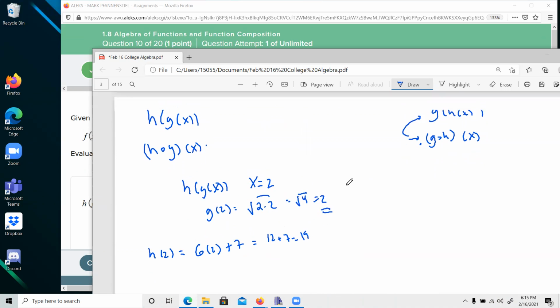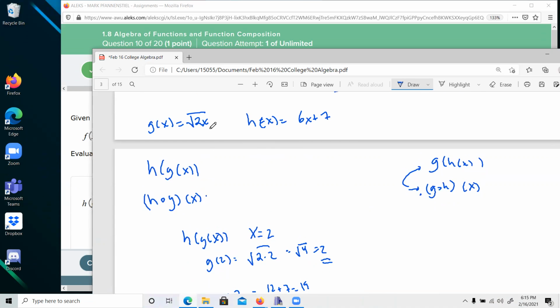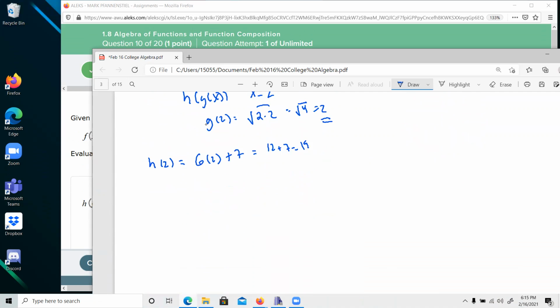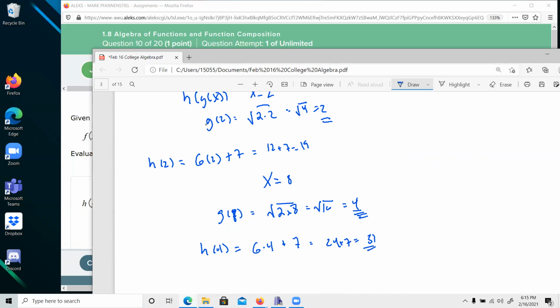Okay. Let's try another one. How about we let x is equal to 8? So g of 8 is equal to the square root of 2 times 8. It's the square root of 16, which is 4. Now we're going to take this 4 and say, well, h of 4 is equal to 6 times 4 plus 7, which is 24 plus 7, which is 31.